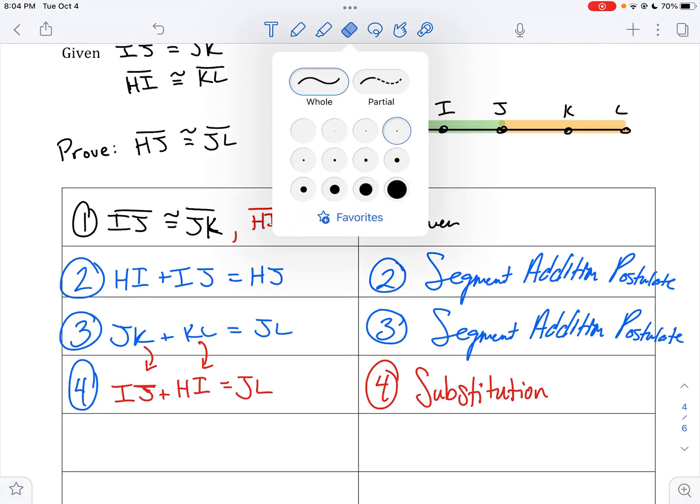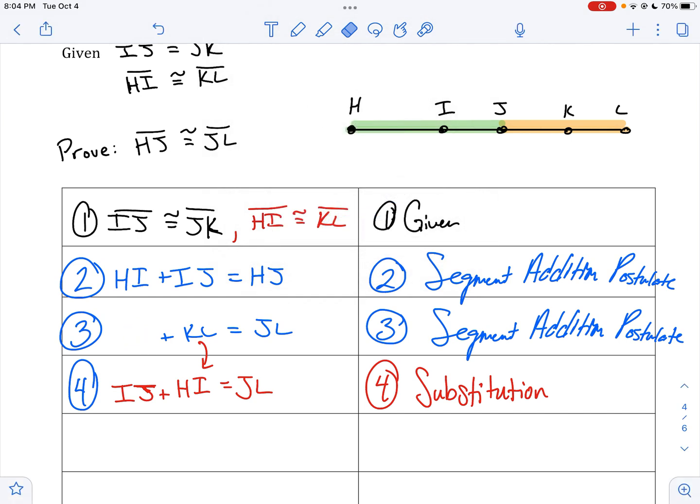And now let's take a look at our segment addition postulate problems one more time. I'm going to erase a lot of this stuff for now. What do you notice about my two segment addition postulate equations now that I've used substitution to rewrite the second one? I have HI plus IJ, I have IJ plus HI. Well, really, what could you say about those two expressions? I know that they're switched, but they really are the same thing, right? I could say 2 plus 5. It's the same thing as saying 5 plus 2. It means the same thing.